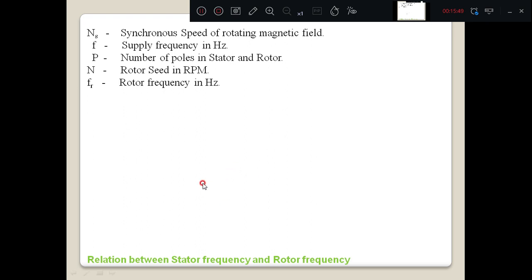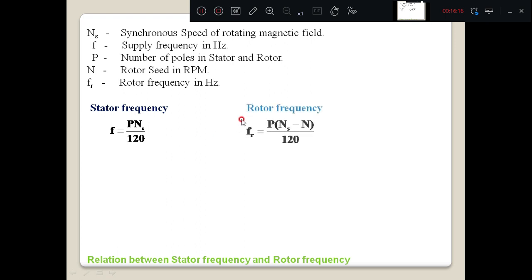Therefore, the frequency of the rotor voltage or current is different from the frequency of the stator. I'll start with the stator frequency. That is given straight away by f is equal to P ns by 120, where f is the supply frequency or the stator frequency. Because of this frequency, we know that a rotating magnetic field is produced with a speed of ns. That is why f is equal to P ns by 120.